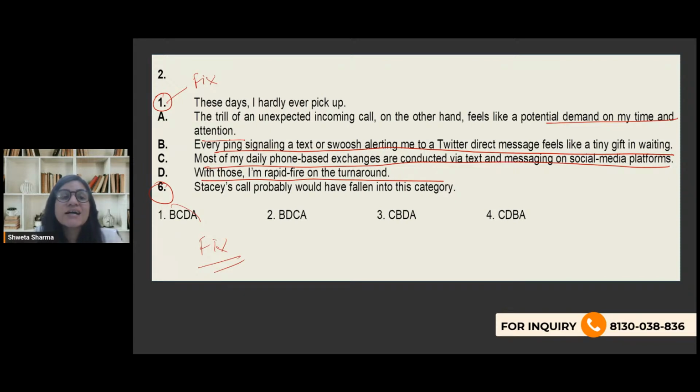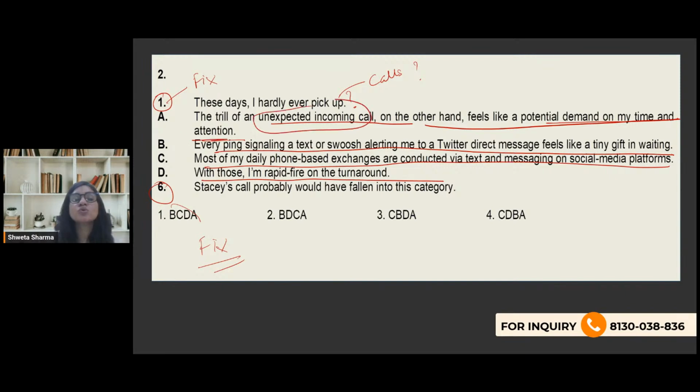So these days I hardly ever pick up. Pick up what? Pick up calls. Thrill of an unexpected incoming call, on the other hand, feels like a potential demand on my time and attention. So if somebody is unexpectedly trying to call me, an unexpected incoming call is an unknown number probably or something. Even if it's a known number, it's an unexpected call. It's like it's trying to take away my me time.